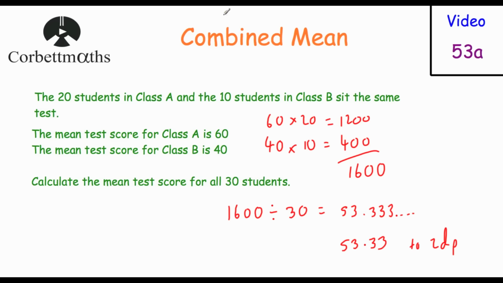So whenever we're working out the combined mean, it's very useful to be able to work out the grand total, and that can be found by taking the mean and multiplying it by how many people were involved with that mean, and that will tell you the total, and that will be very useful.